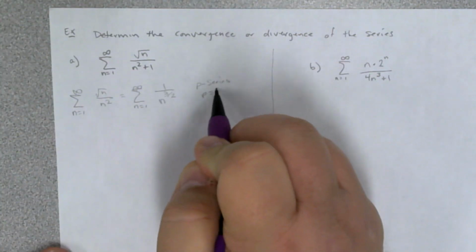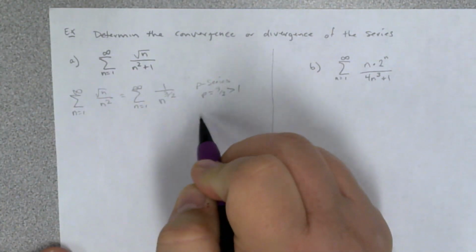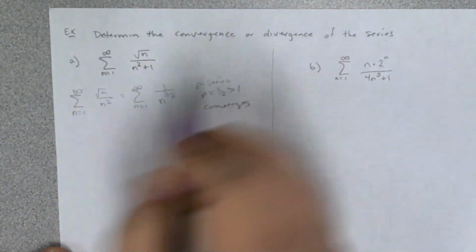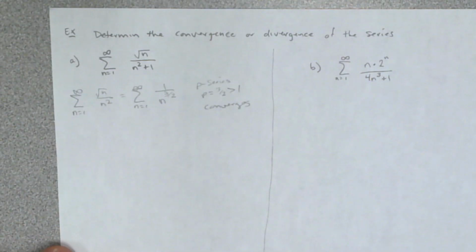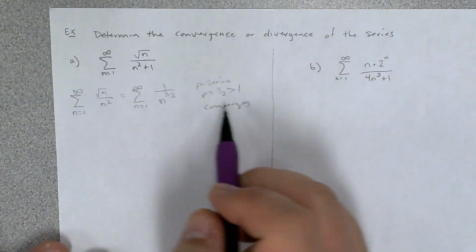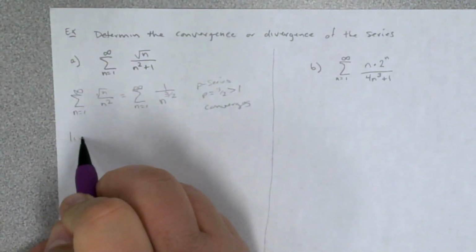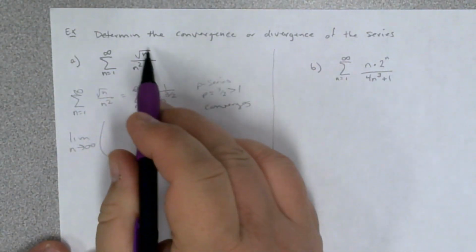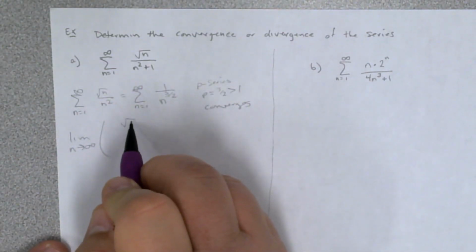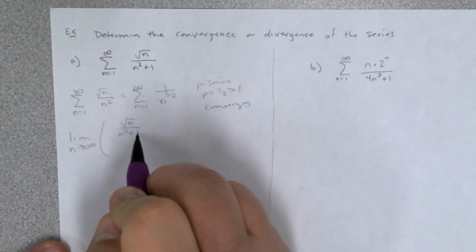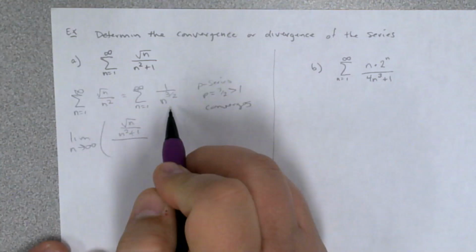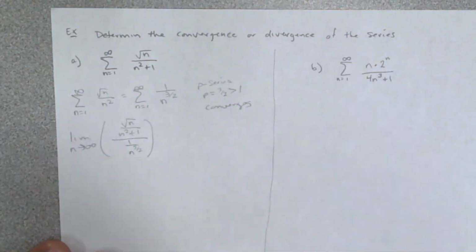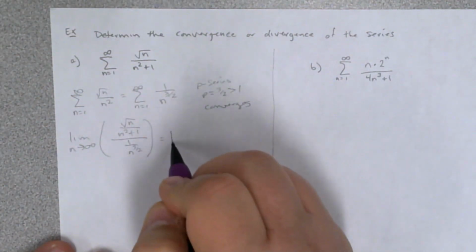P is equal to 3 over 2, which is greater than 1, so I know this series converges. So I need to know the convergence or divergence of my series. Okay, with that, I can now take the limit as n goes to infinity, and I'm going to put the original one on top, and then the comparison series in the bottom, and then we're going to work this out to simplify it and see what comes out of this.